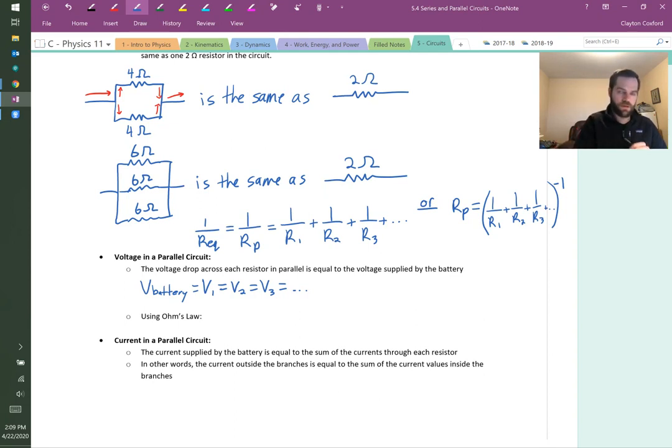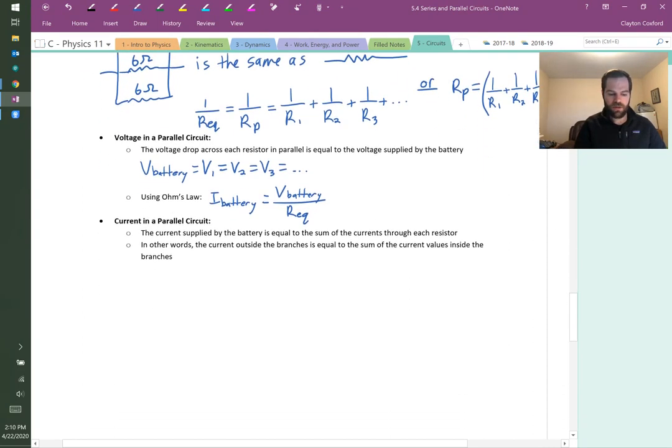And then using that idea and Ohm's law, using the voltage of the battery and the equivalent resistance of our circuit, we can figure out the current flowing out of the battery.